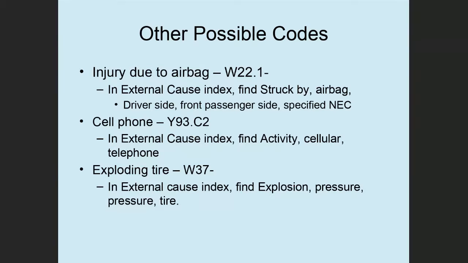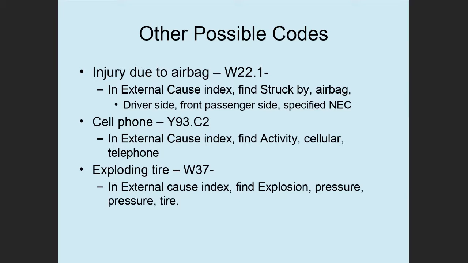Now, there are other possible codes used in some circumstances. An injury may be due in all or in part to an airbag. So in the external cause index, you could find struck by airbag, and then there are different codes for driver's side, front passenger side, and other. So during an accident, the airbag may be deployed and cause additional injuries. And so then you would add, in addition to the transport accident code, a code for airbag.